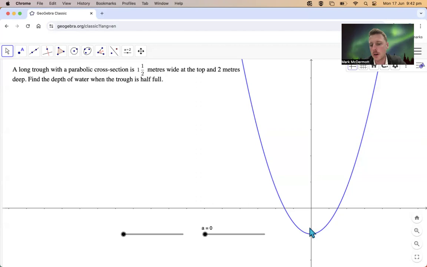Okay, you can see here I've got a parabolic trough that the question is sort of asking about. And we know that at the top it has to have a width of 1.5 meters. So that means you could start to think this would be at positive 3/4 and this is at negative 3/4. That would give a total width of the top of the trough of 1.5. And then this point here is at -2 because it's 2 meters deep.